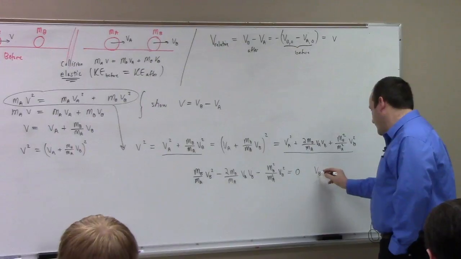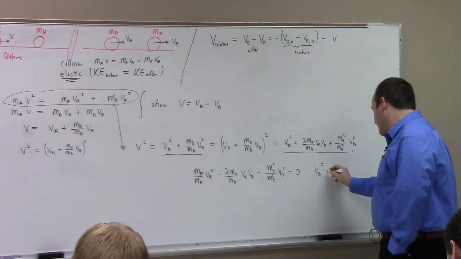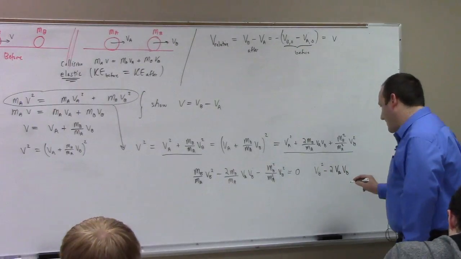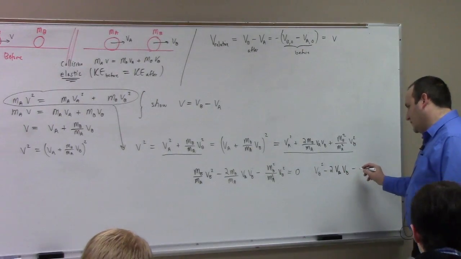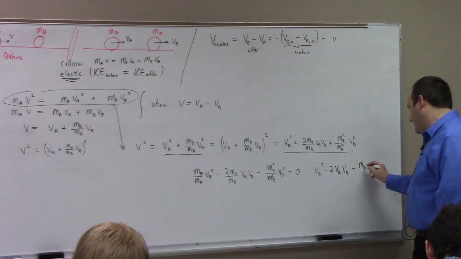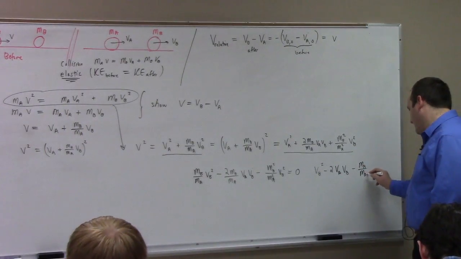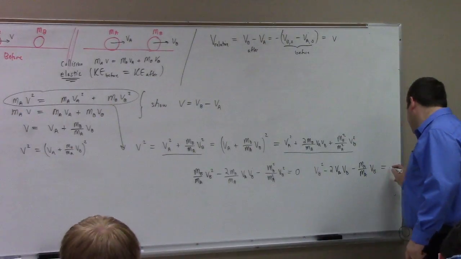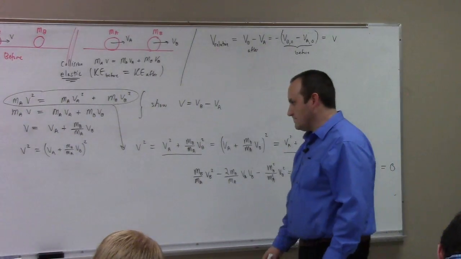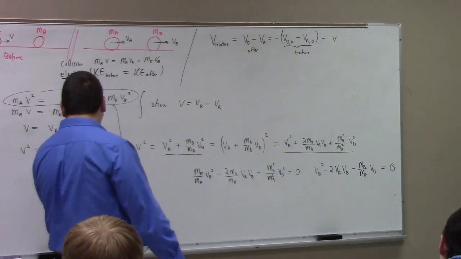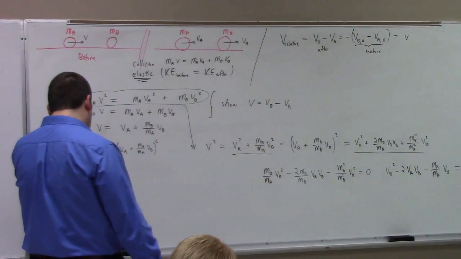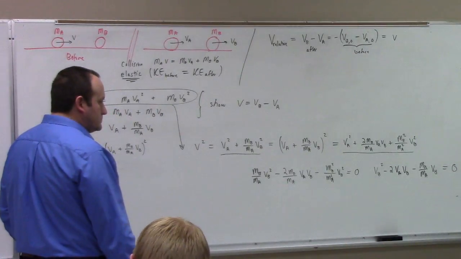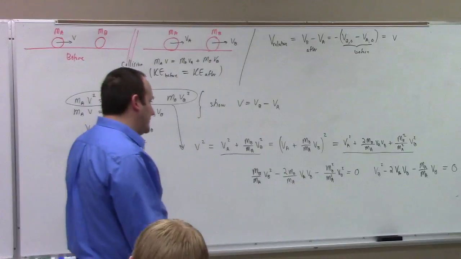This is VB squared minus 2 VA VB, right? And then what? Minus MB over MA VB equal to 0. Yeah, VB squared again.